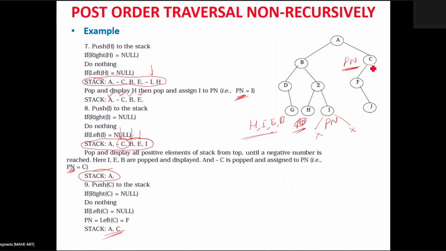Now I'm going to check whether a right child is there or not. There is no right child for this, so there is nothing to push onto the stack. Then I am going to check whether the left child is there or not. The left child is present for this, so I have to assign the left child address to Pn. Now my Pn is pointing to F.